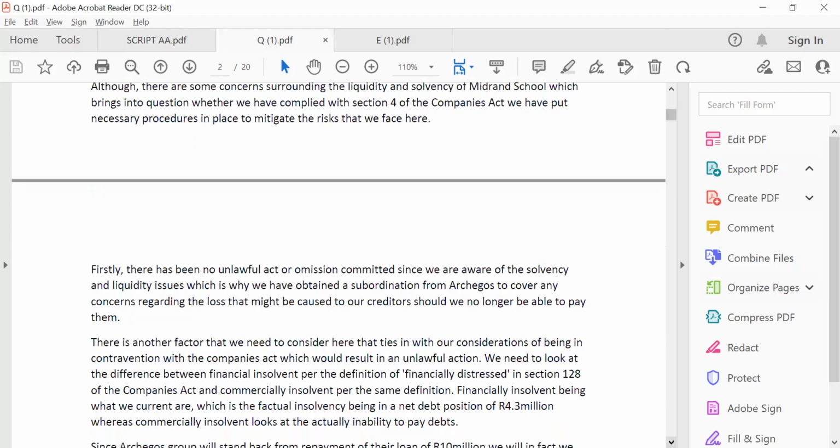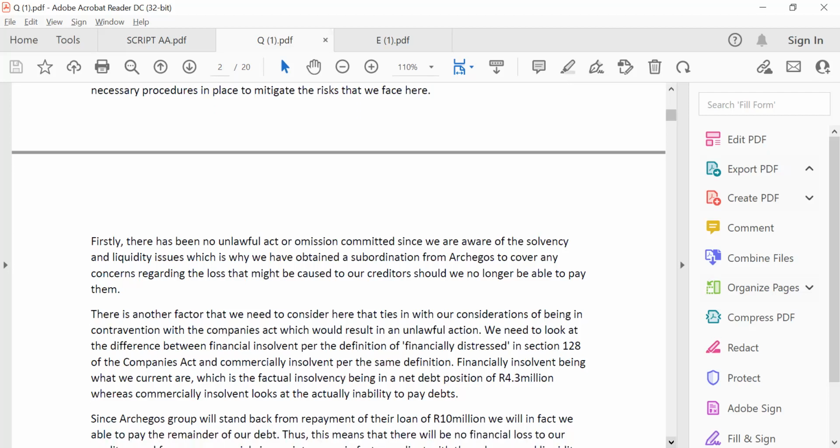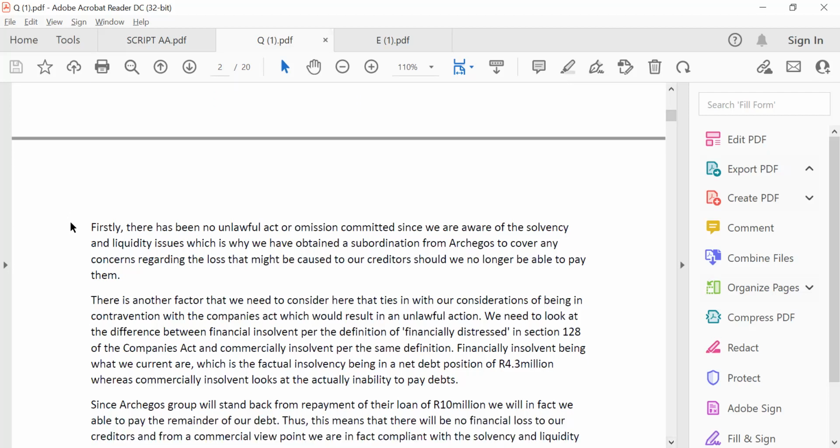Okay, so what are those procedures? The candidate is trying to apply it to the scenario. So then it says, firstly, there is no unlawful act or omission committed since we are aware of the solvency and liquidity issues. And this is why we obtained a subordination from the articles to cover any concerns in relation to losses that might be caused to our creditors if we are no longer able to pay them.